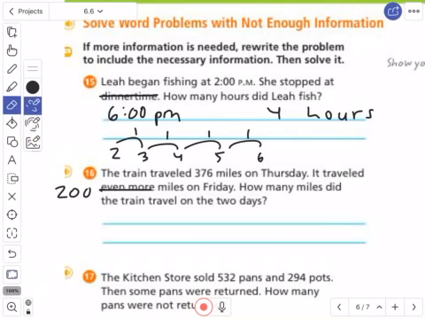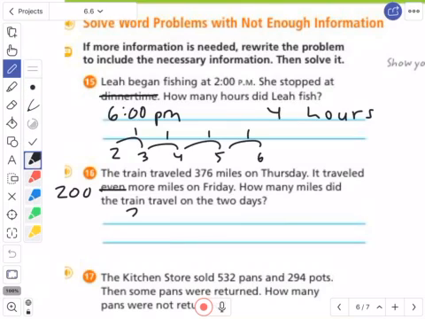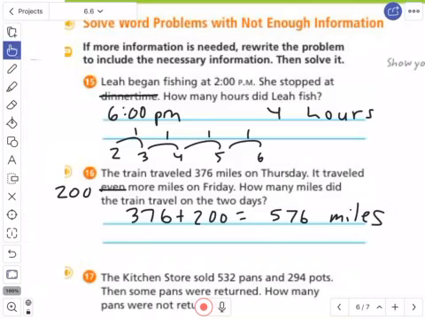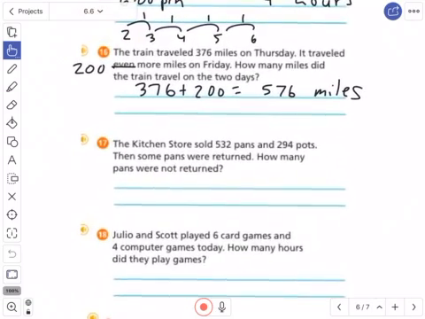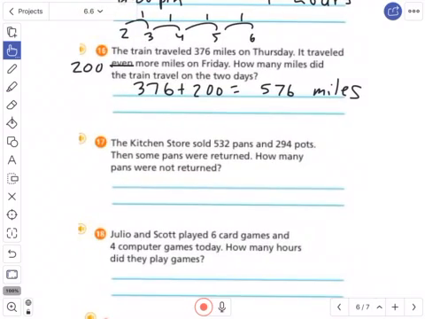And I actually erased too much there. It traveled 200 more miles on Friday. How many miles did the train travel in the 2 days? Okay. Well, that one I can just do mentally. 376 plus 200 equals 576 miles in the 2 days. Okay, so now you're going to have numbers 17 and 18. Just change it. Kind of cross out the part that you need to, just like I did there. And remember, your numbers are going to be different than mine, and it should be like that.